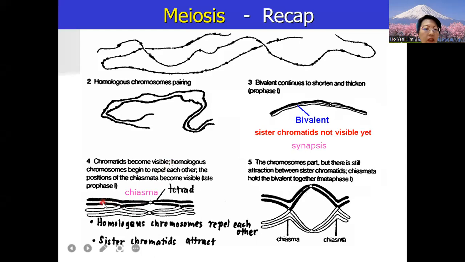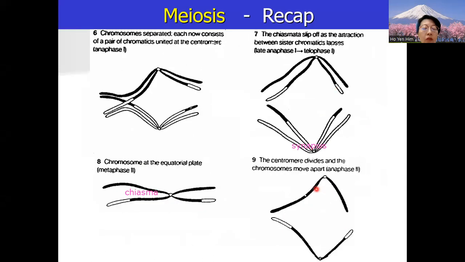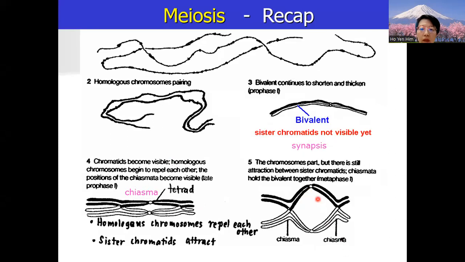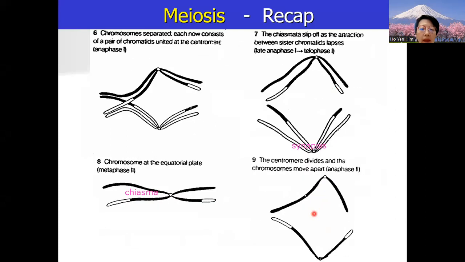Okay. So after crossing over, then the homologous chromosomes will start to repel each other, but the sister chromatids still stick to each other. So because of the repelling, it will form the ring shape if there are 2 chiasmata. It will form the cross shape if there's 1 chiasma. So then after that, the homologous chromosomes will align at equator, and then they will separate during anaphase 1 and then telophase.